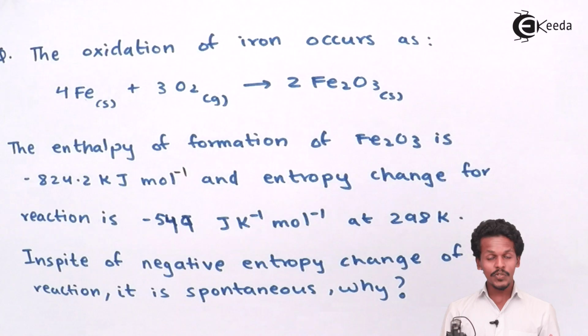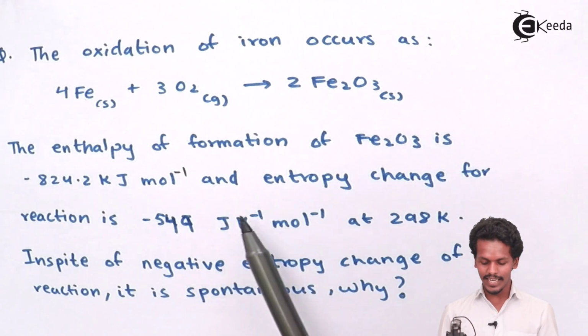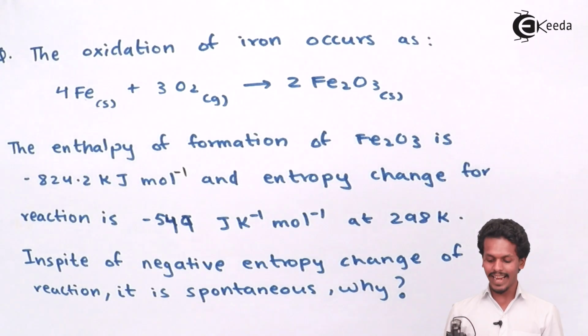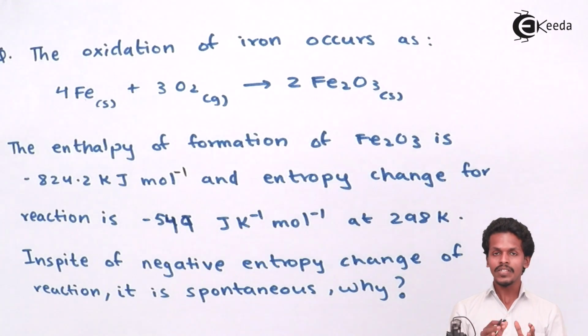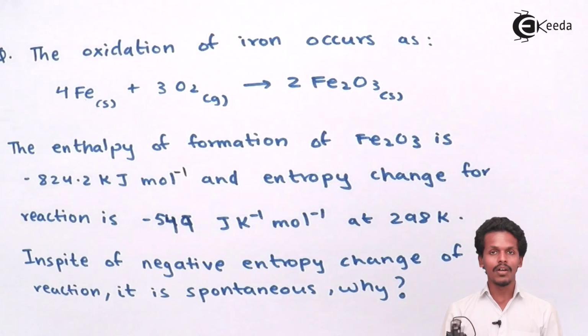So in spite of the negative entropy change of the reaction, as you can see, the reaction will still be said to be spontaneous. And why? This is the reason that we have to explain. So the first thing we are going to do is look at the data of the overall question that is provided to us. So let us calculate that first.